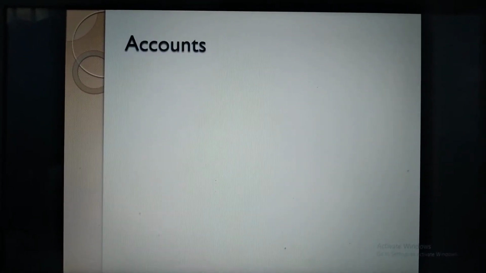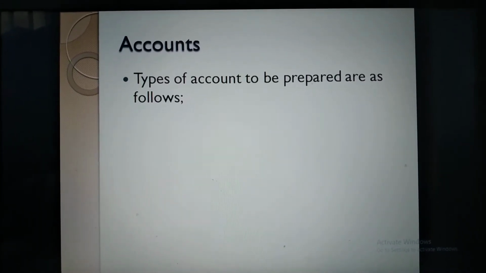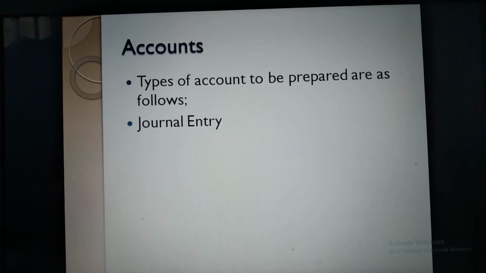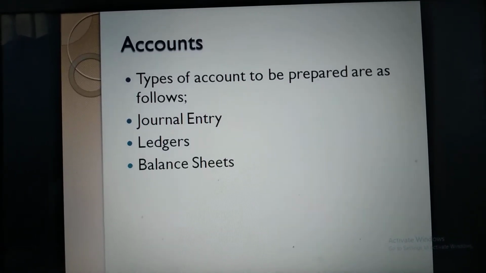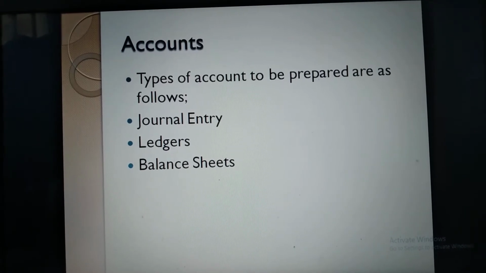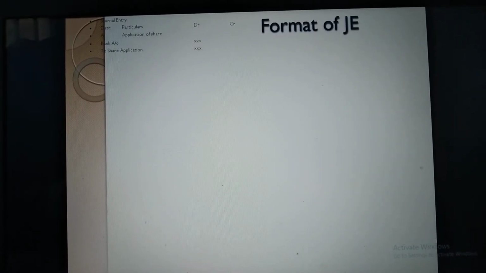So we come to the accounts to be prepared. There are 3 types of account to be prepared. 1 is the journal entry. 2 is the ledger. And then 3 is the balance sheet. So we have the format. So this is the format of the journal entry.